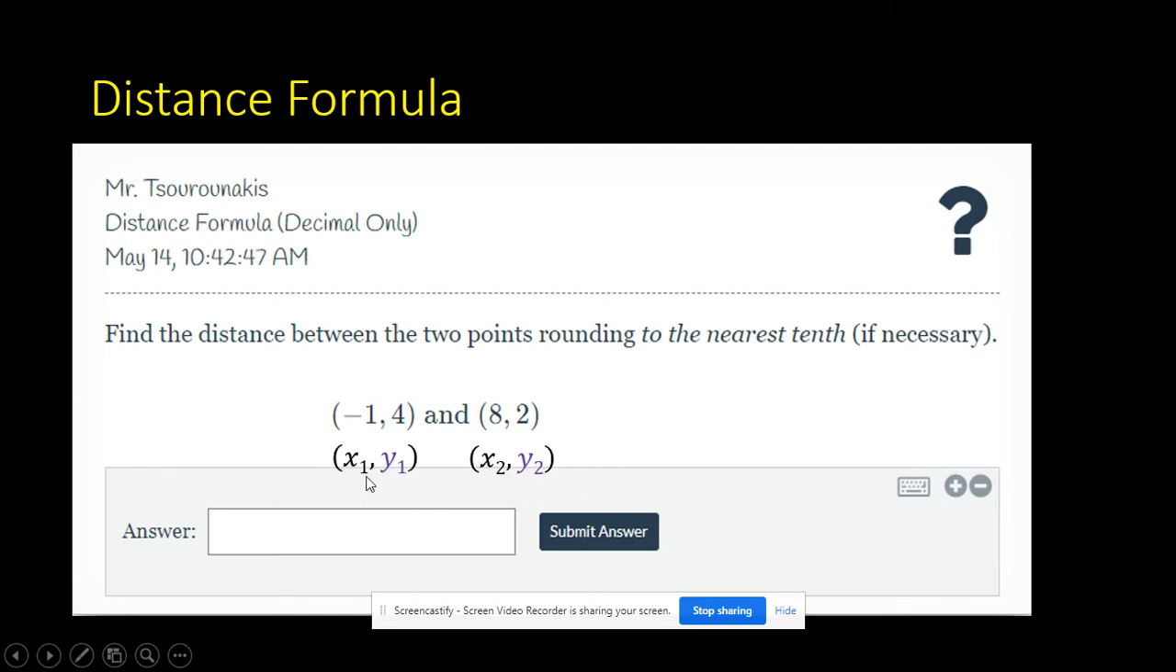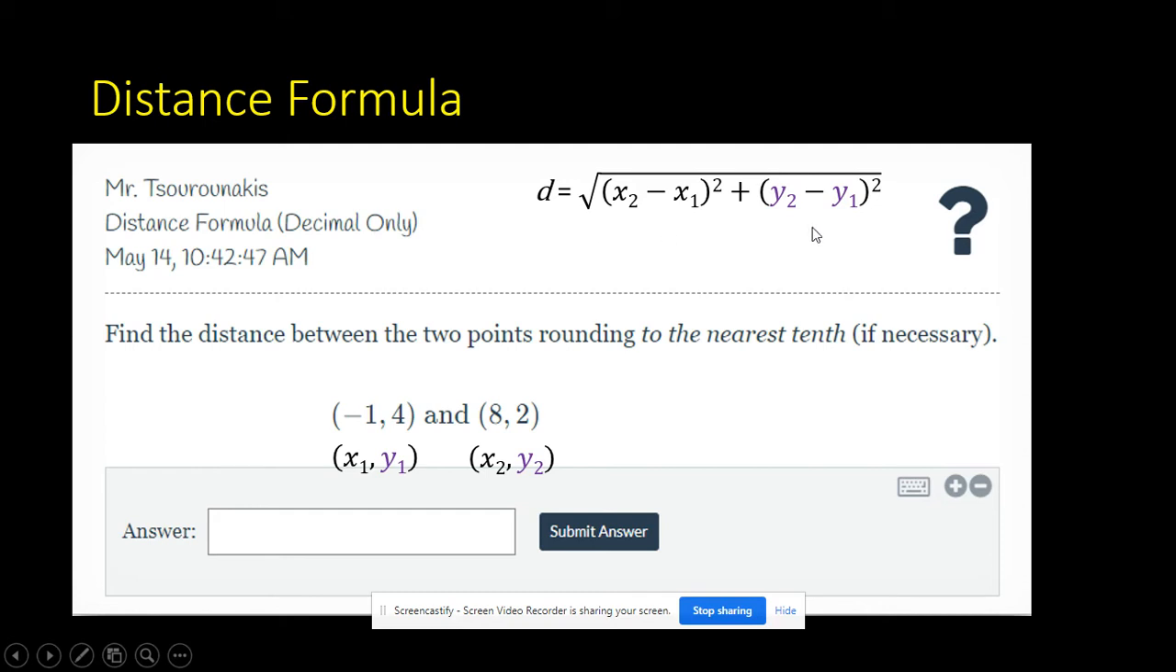So I can either choose this as my x1, y1, and this is my x2, y2, or I can just do it the reverse. Make my -1, 4 my x2, y2, and my 8, 2 to be my x1, y1. Doesn't really matter. You'll still come out with the same answer. I'm going to do the problem with x1, y1 being my -1 and 4, and 8, 2 to be my x2, y2.